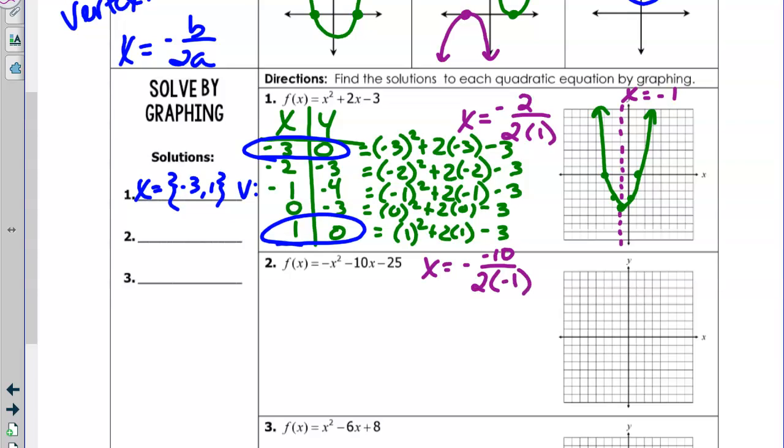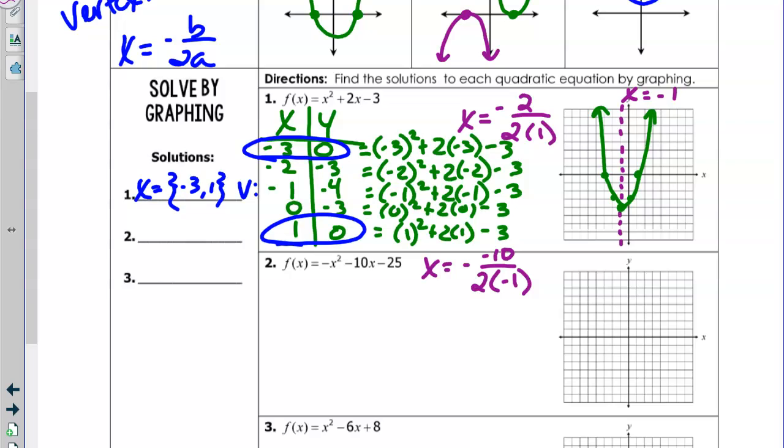Oh, yeah. How do you get that? From the ax squared plus bx plus c is the standard form. So the coefficient of your middle term is your b term. The coefficient of your x squared term is your a term. So negative 1 and negative 10, plug them into the negative b over 2a. What's that coefficient? Coefficient is the big number next to the variable.